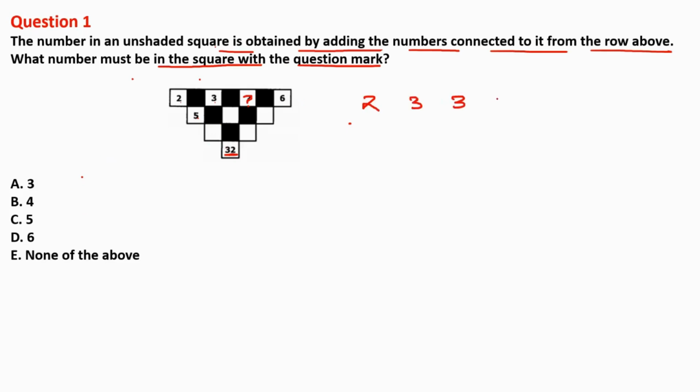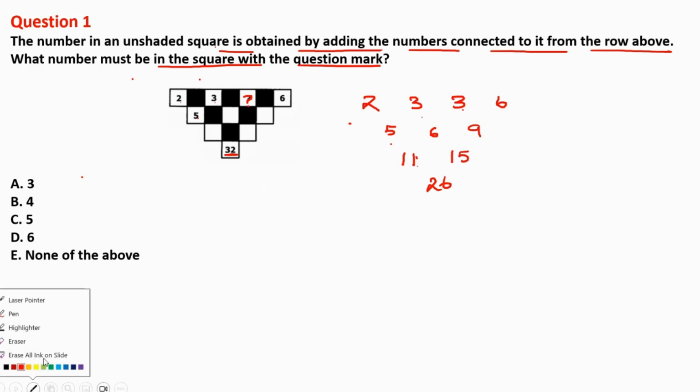If we put 3 in place of the question mark, it should be 2 plus 3, 5, 3 plus 3, 6, 3 plus 6, 9 over here. Next, coming up should be 11. 5 plus 6, 11. 9 plus 6, it should be 15. 15 plus 11, 26. The final number comes to 26, but actually we should have 32. So that doesn't match.